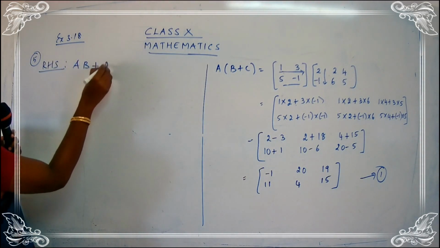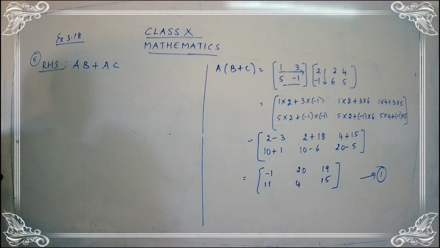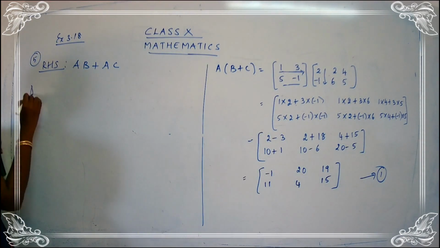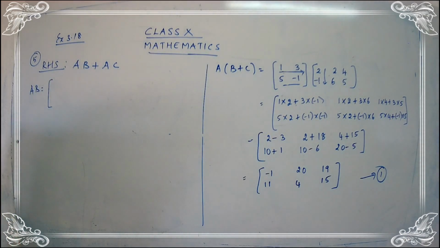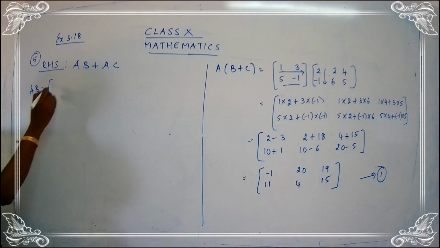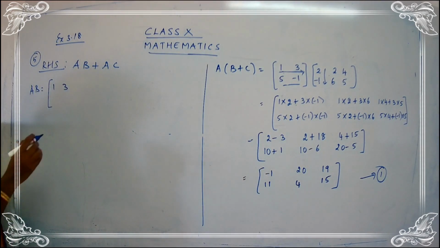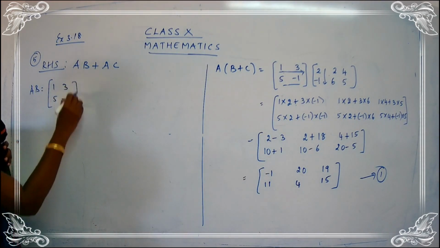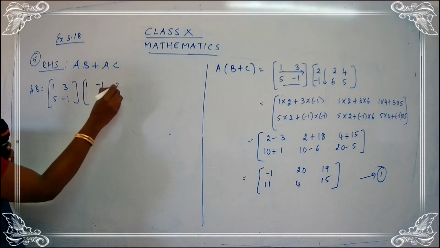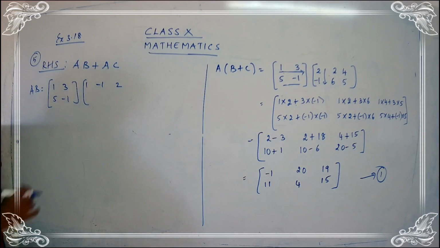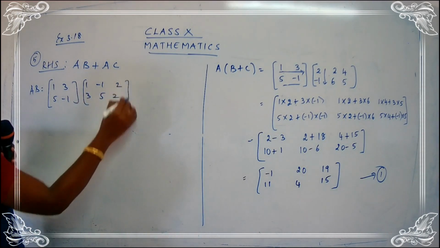So what I'm going to do here, first of all, I'll be finding the AB matrix, and then I'll find the AC matrix, and then I'm going to add AB and AC. Okay, children? Let's find AB. Let's take the matrix A. A is 1, 3, 5, minus 1. B is 1, minus 1, 2, 3, 5, 2. Come on, go for the multiplication.